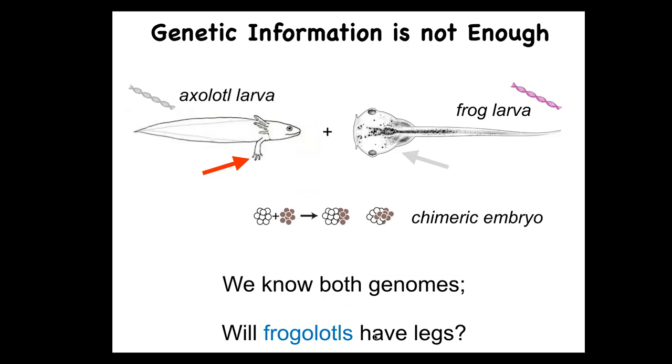In my group, we make something known as a frogolotl, which is basically a chimeric embryo consisting of some frog and some axolotl cells. And now I pose the following question. You've got the axolotl genome, it's been sequenced. You've got the frog genome, that's been sequenced. Can anybody tell me whether a frogolotl is going to have legs or not? And the answer is no. We have absolutely no models in the field that would answer that question, despite having perfect genetic information.